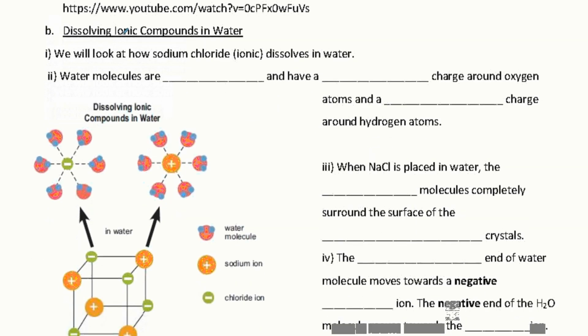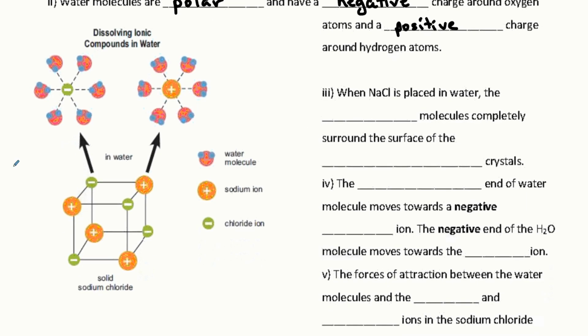So let's start with dissolving ionic compounds in water. We'll look at how sodium chloride, which is ionic, dissolves in water. Like we've said already many times, water molecules are polar and they have a negative charge around oxygen atoms and a positive charge around hydrogen atoms. So when you place sodium chloride in water, the water molecules completely surround the surface of the sodium chloride crystals.